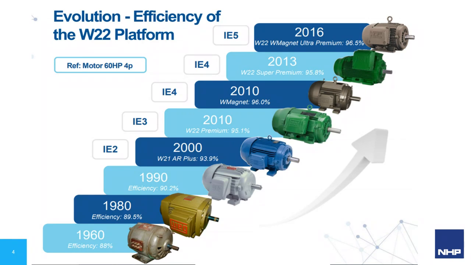Since 1990, where common efficiency was around 90%, we've progressed to IE4 motors with efficiencies of 95.8%. The largest jump in efficiency was around 3.7% between the IE1 and IE2 motors. IE2 to IE3 brought us 1.2% increase, and the IE3 to IE4 has brought us just under a 1% increase in efficiency at rated speeds.